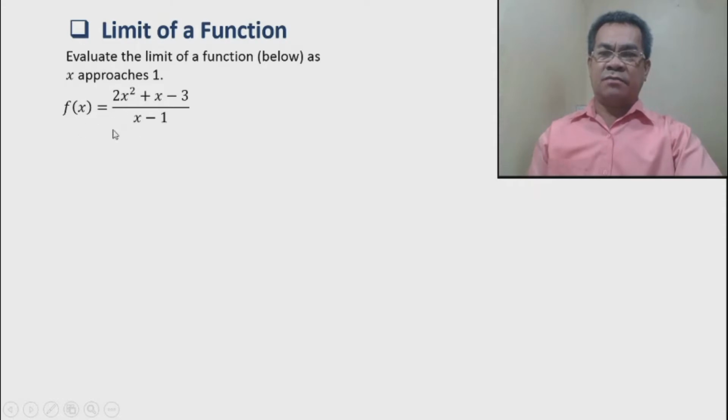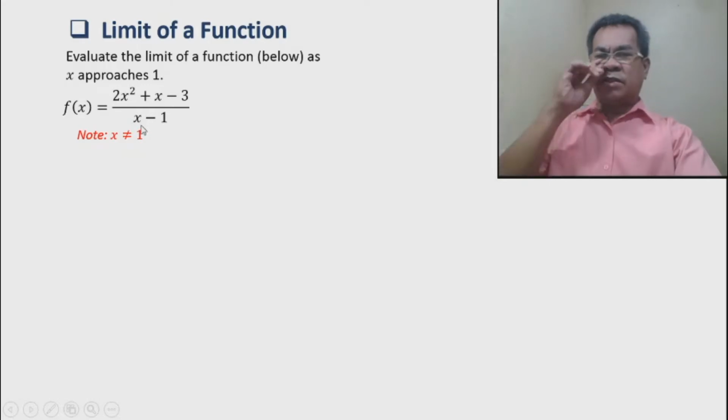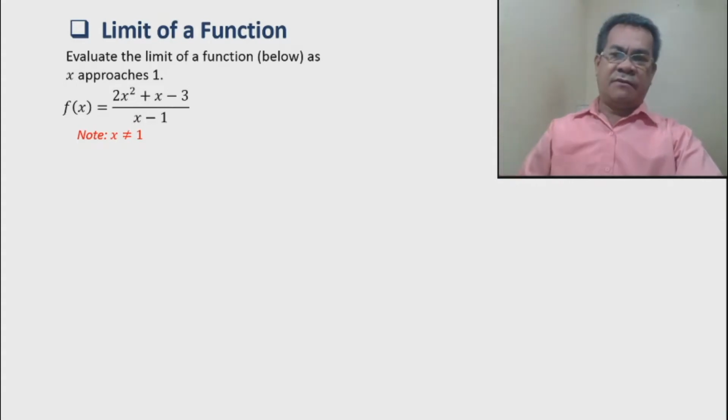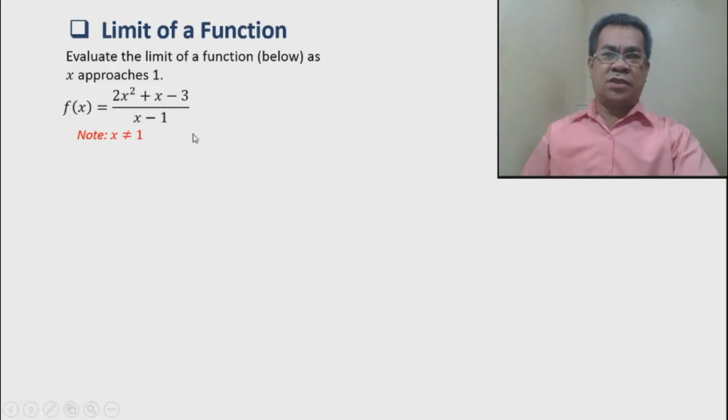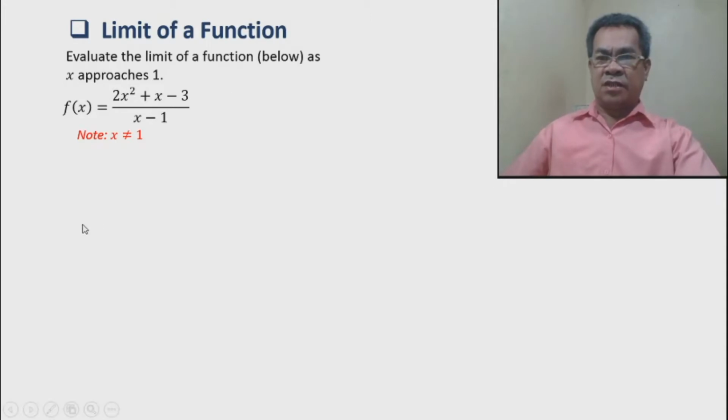We are asked to evaluate the function as x approaches 1. So x should not necessarily be equal to 1. Our concern is that exactly 1 is an undefined number, so we are not allowed to use 1 here. Instead, we will use the principle of limits, as x approaches 1. When we say approaches 1, we can substitute x equal to 0.999. The closer you are to 1, the closer you are evaluating the function as it approaches that number 1.